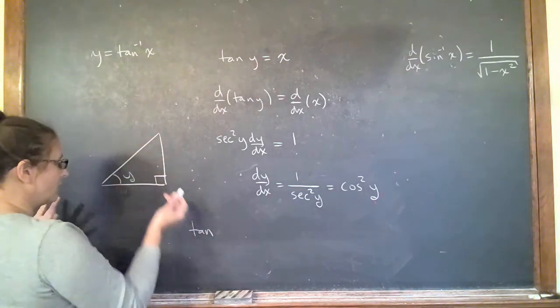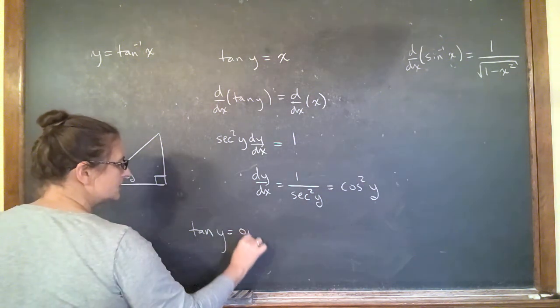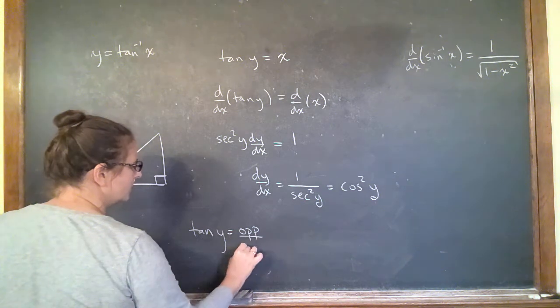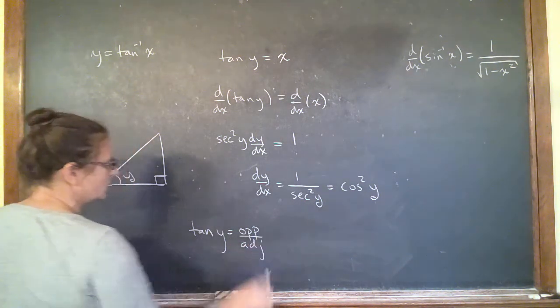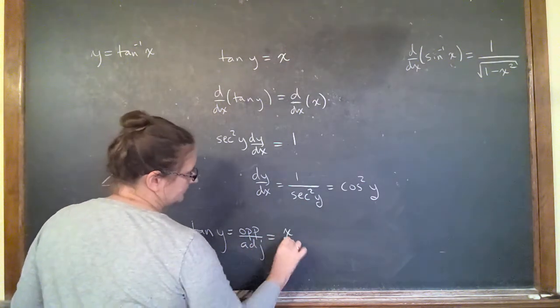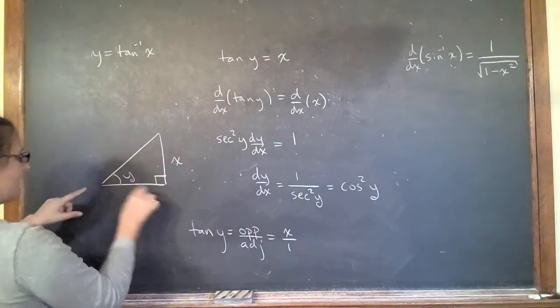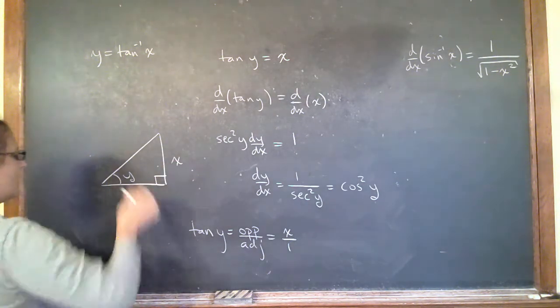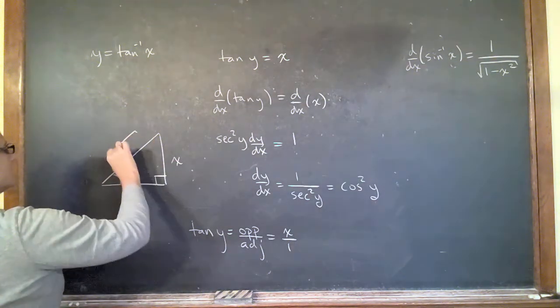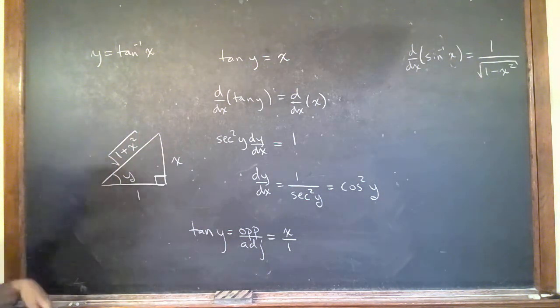y is still the angle, but what is tangent y? Tangent is opposite over adjacent, SOHCAHTOA. So opposite over adjacent is x over 1. The opposite is x and the adjacent is 1. And that will tell you that the hypotenuse is the square root of 1 plus x squared. That's the Pythagorean theorem.